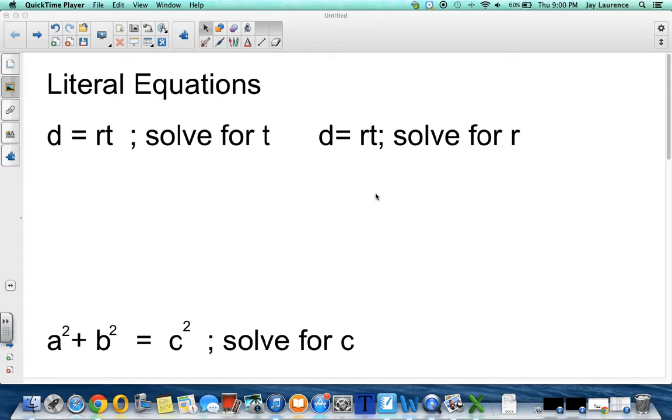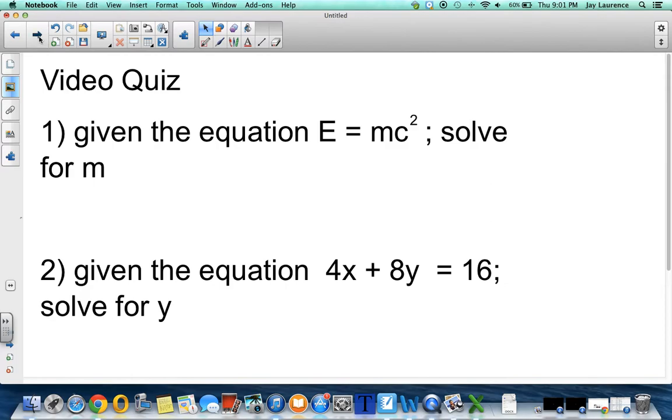Hello, algebra students. Mr. Lawrence here, and we are going to work on some literal equations over the next 2 days. But let me talk about one thing before we do.